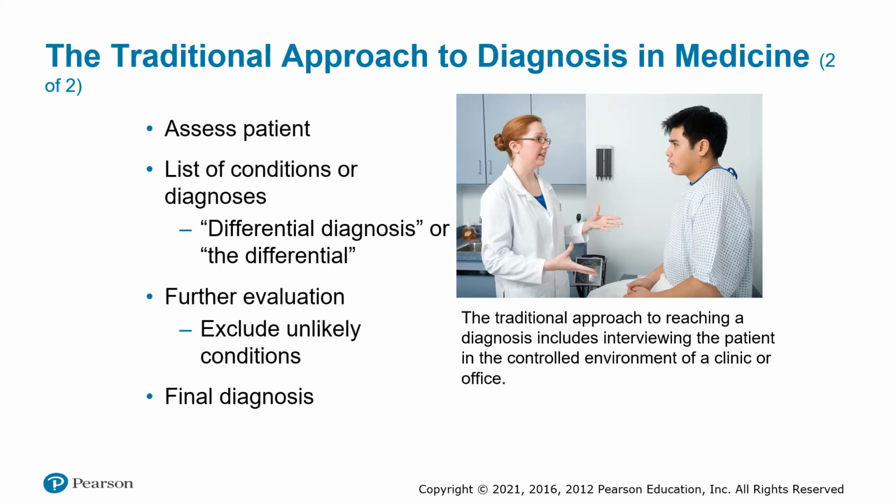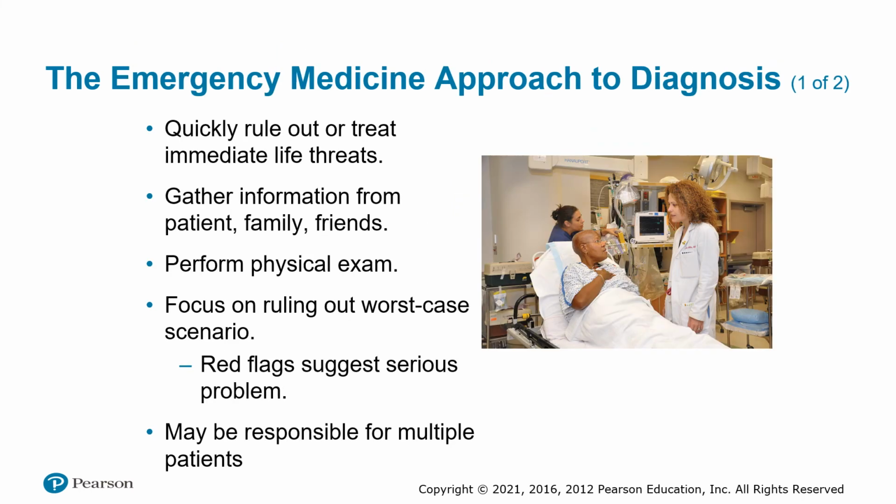Okay. So the traditional approach to diagnose in medicine is to assess the patient. Then you get a list of conditions or diagnoses, which is called your differential diagnosis. And then further evaluation to exclude unlikely conditions, and then you come to a final diagnosis. In emergency medicine, we are a little bit pressed for time because sometimes we have to make a diagnosis pretty rapidly.